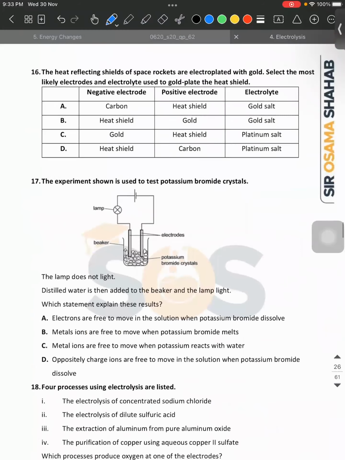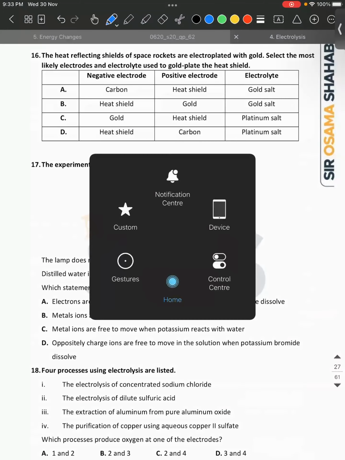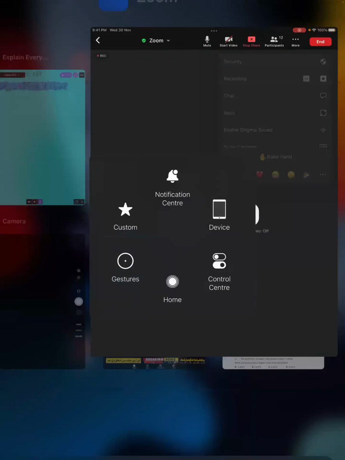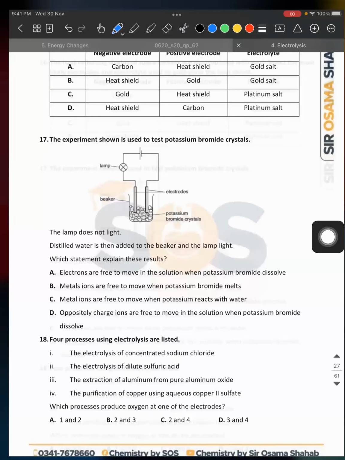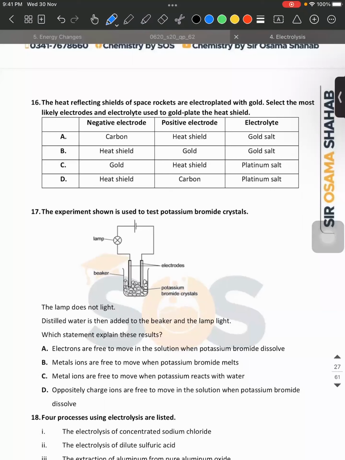Yes, now we have these three MCQs, 16, 17, 18. Now, this is your turn first, then I will solve these, right? So over here, you can see question number 16, and you all know the right answer. We know that the heat reflecting shield of a space rocket is electroplated with gold. If you want to plate it with gold, the gold would be on the anode, and we know that positive is anode. So gold should be on the positive. So the right answer is only B.